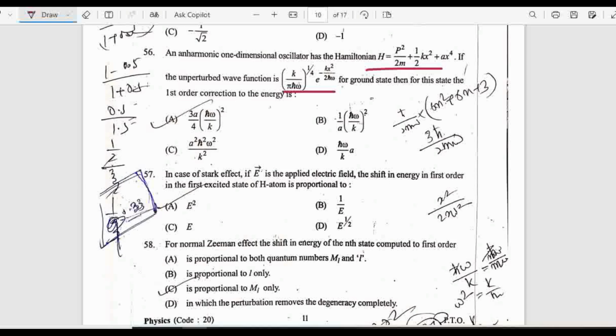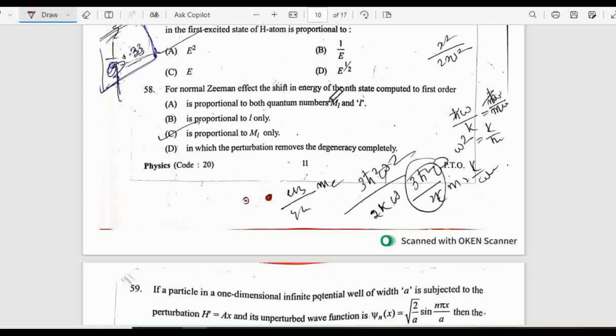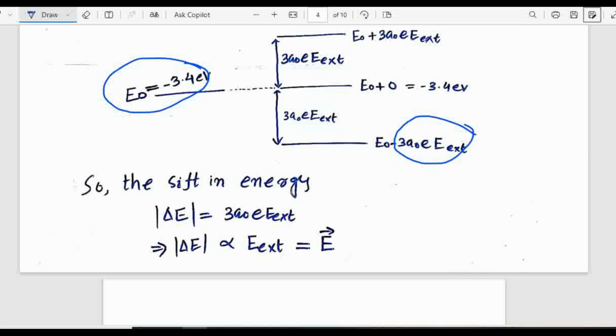Now coming to question number 58, it is given that for a normal Zeeman effect, the shift in the energy for the nth state computed to first order is proportional to which term? Now this is also an easy question.